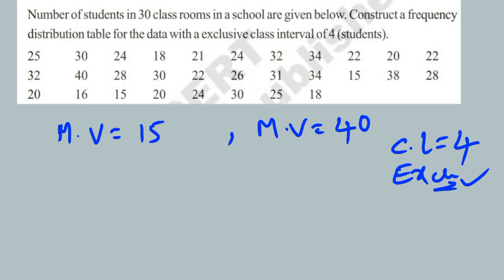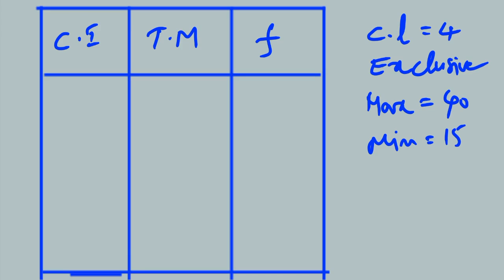So here there is no need to find the range. Generally we find the range because we want the class length. The class length is already given here, so what is the need of finding the range? Not needed. Now directly we'll go to the construction. Look at the table. In this way we can draw the table: the first column is class intervals, the second is tally marks, and the third is frequencies.